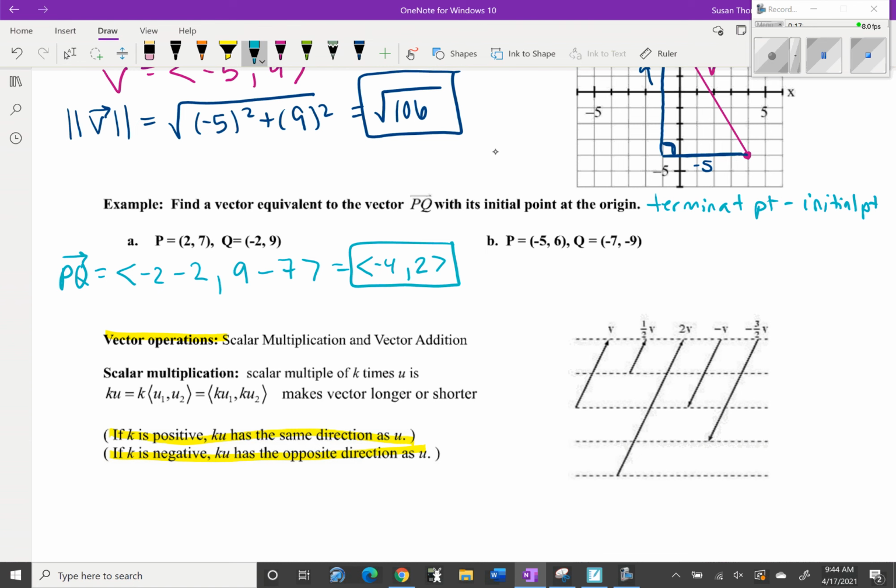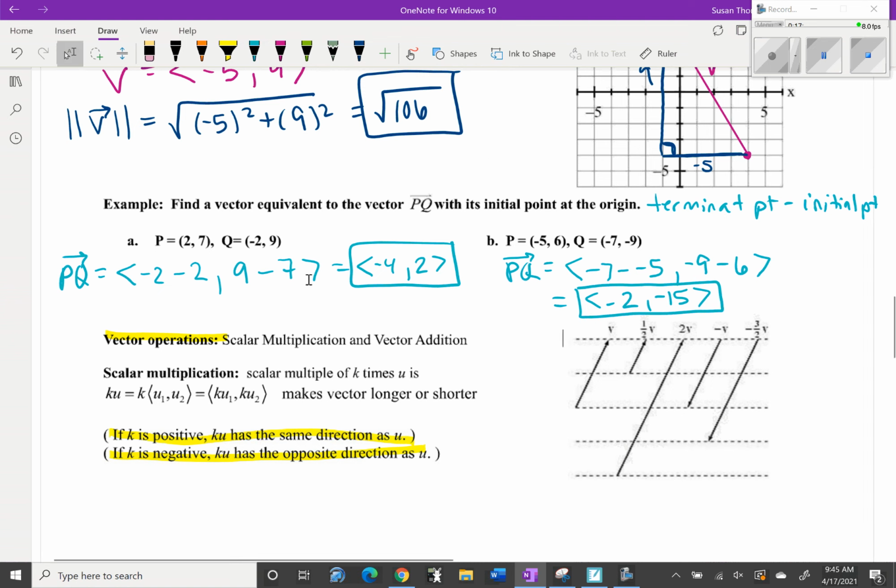So if we do B, same thing. So for this one, we have -7 minus -5, comma, -9 minus 6. So this would be equal to -2, comma, -15. So that would be the component form, placing it at the origin.